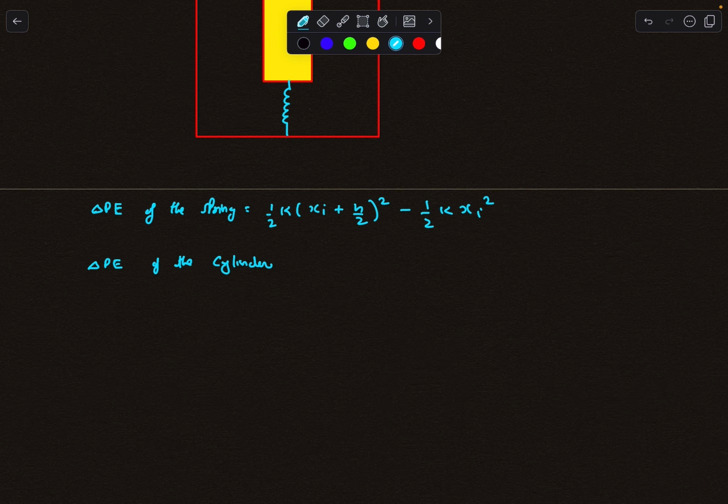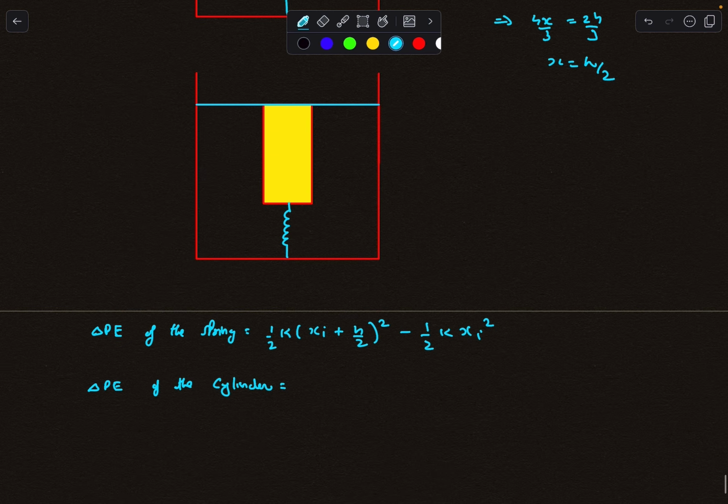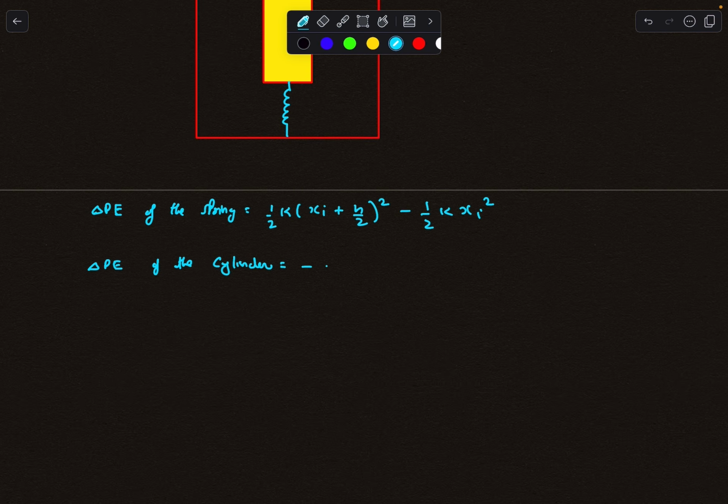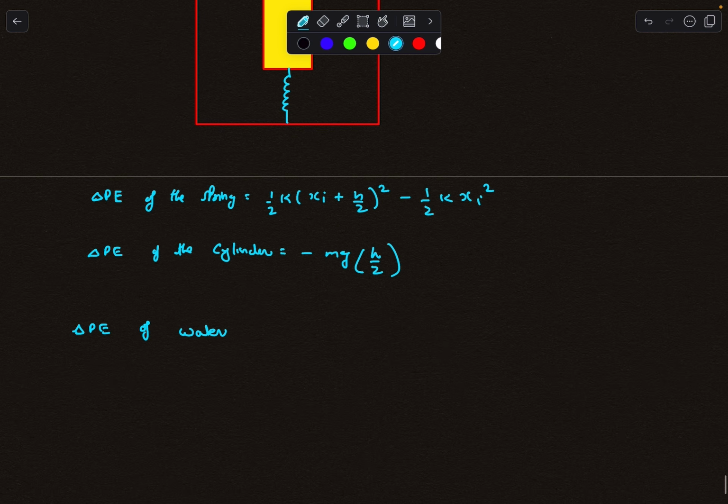Next we have to talk about the change in the gravitational potential energy of the cylinder. That's also pretty easy to understand because we just pushed the cylinder in by an amount of h by 2. So its potential energy actually decreases. This just becomes minus mg times h by 2, right? And now we have to determine the change in the gravitational potential energy of water. So this is the slightly tricky part.